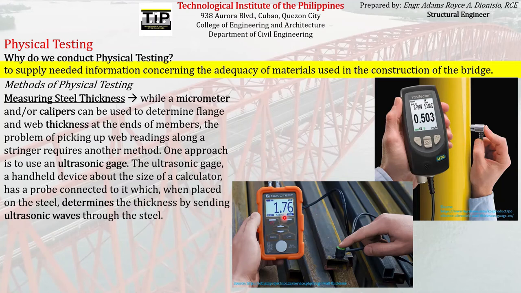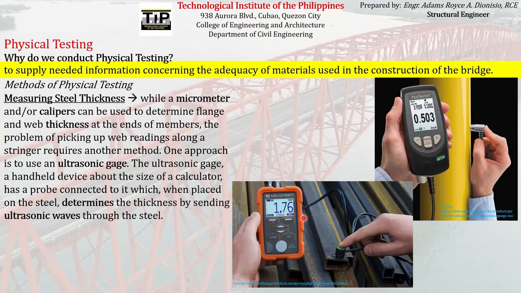So this ultrasonic gauge that you are seeing here has the purpose of measuring the thickness of a steel element, like what you are seeing here. You are seeing here that the thickness of this particular hollow steel bar is equivalent to 1.76. So you can see that a probe connected to this device is being used to measure the actual thickness of that steel member. The thickness is measured by sending ultrasonic waves through the steel, and with that, the thickness reading will be shown on this handheld device, the size of a calculator. So you can directly see the thickness of steel members with just this ultrasonic gauge.